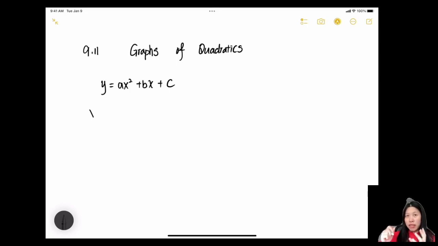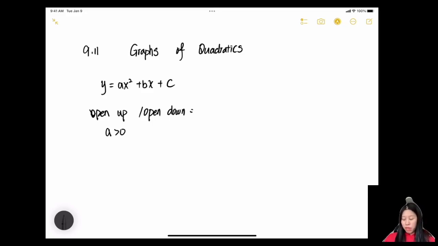know if this is open up or open down. What does the curve look like? Open up or open down? That's determined by a, right? If a is a positive number, it's open up. If a is a negative number, that means it's open down.